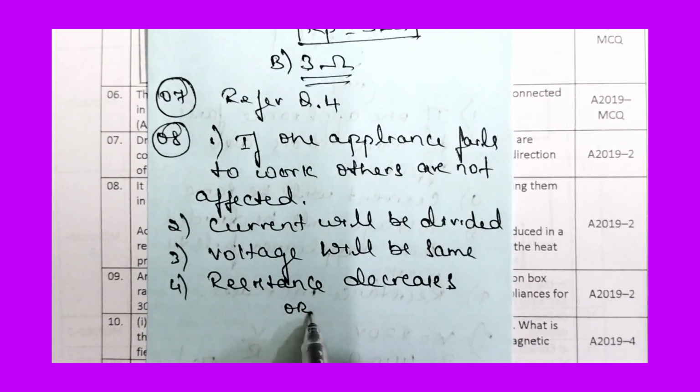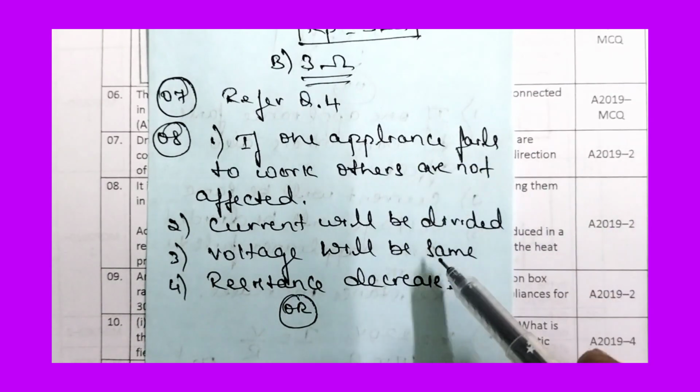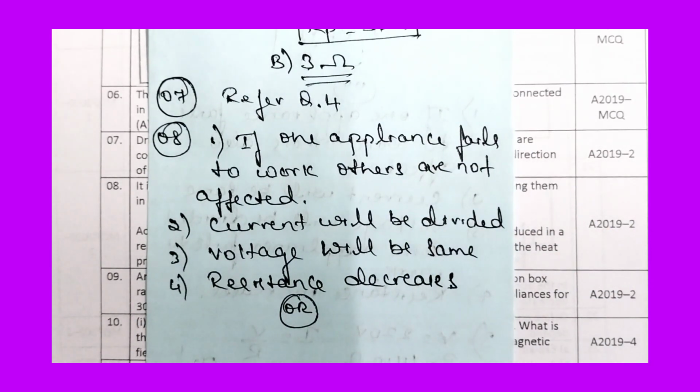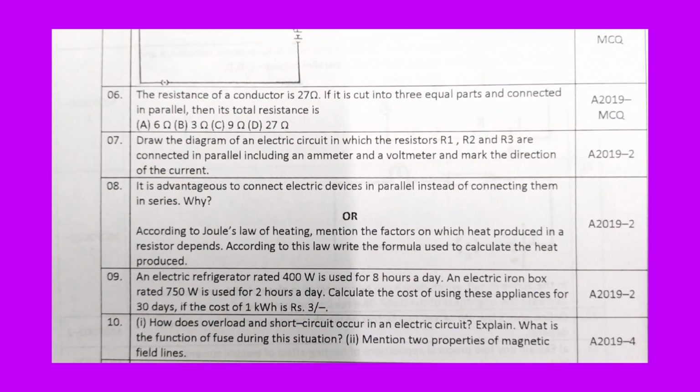So these are the things that you have to write. These are the 4 advantages of connecting domestic circuit in parallel. Next, ಅದರೊಳಗಡೆ ಇನ್ನೊಂದು internal choice question ಇದೆ. That internal choice question is, according to Joule's law of heating, mention the factor on which heat produced in a resistor depends. According to this law, write the formula used to calculate the heat produced.